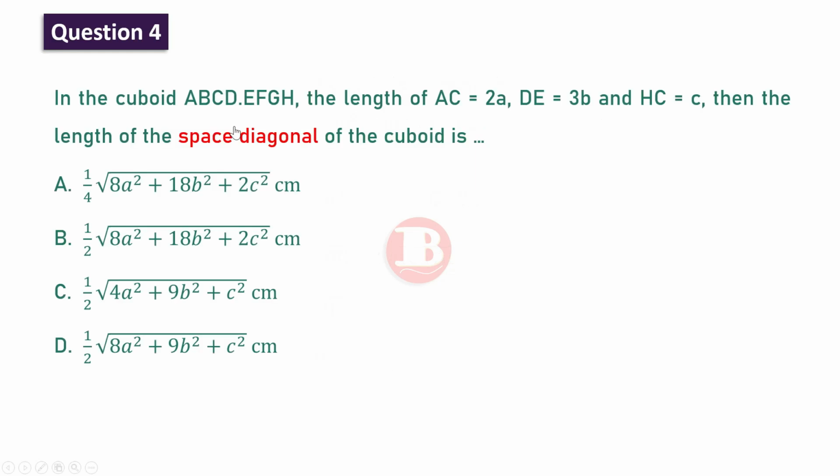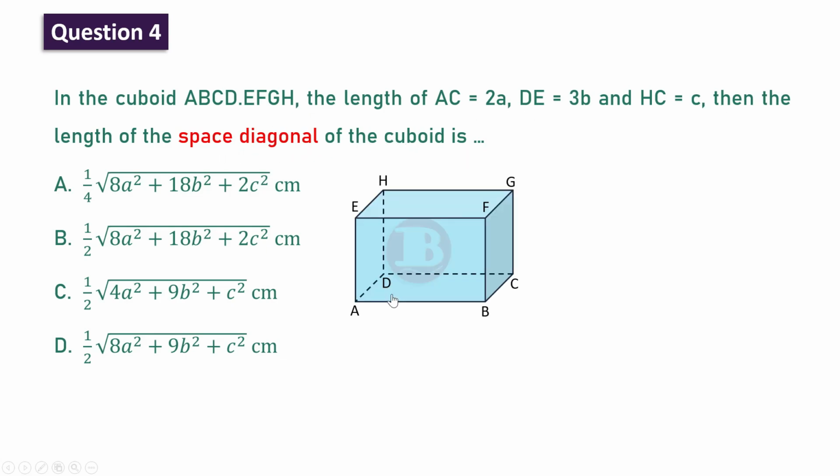In the cuboid ABCD, EFGH, the length of AC equals 2A, DE equals 3B, and HC equals C, then the length of the space diagonal of the cuboid is. To do this problem, draw a cuboid first. AC equals 2A, DE equals 3B, and HC equals C. Suppose the length is L, the width is W, and the height is H.